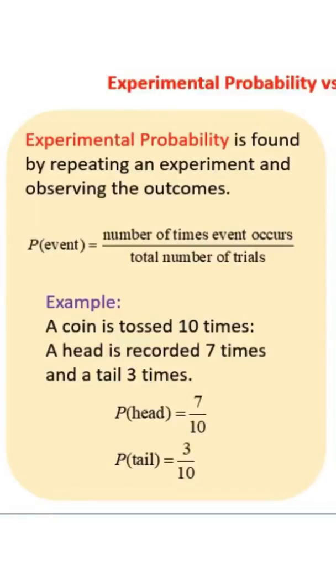on tails 3 times. So the experimental probability that we landed on heads was 7 out of 10, because it landed on heads 7 times and we tossed the coin a total of 10 times. So the probability of it landing on tails would be 3 out of 10 because we landed on tails 3 times and we tossed the coin a total of 10 times.